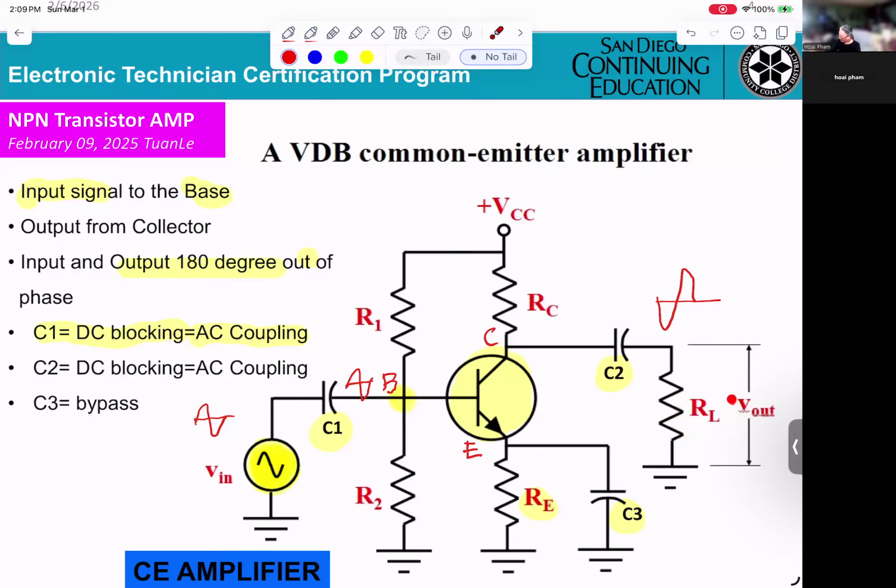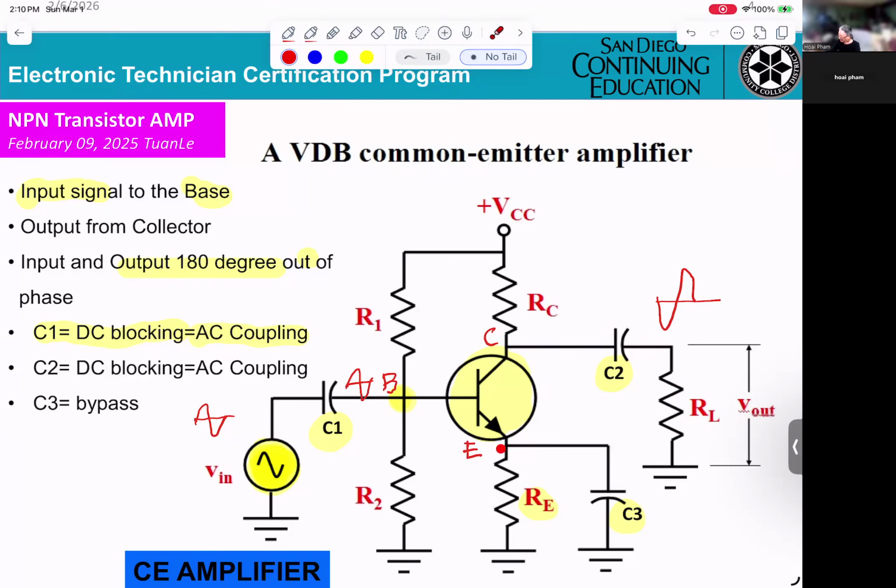So, do you know what our load means? This is like the speaker. Okay? So the signal at the collector, they want it to go into the speaker. They don't want any DC signal to pass to the speaker. So that's why they need the capacitor C2, DC blocking, AC coupling. That means any DC voltage from the collector cannot go to the load here. They block it with C2.